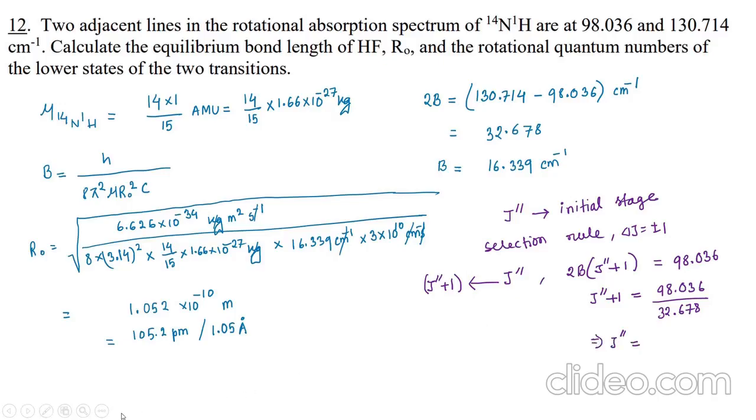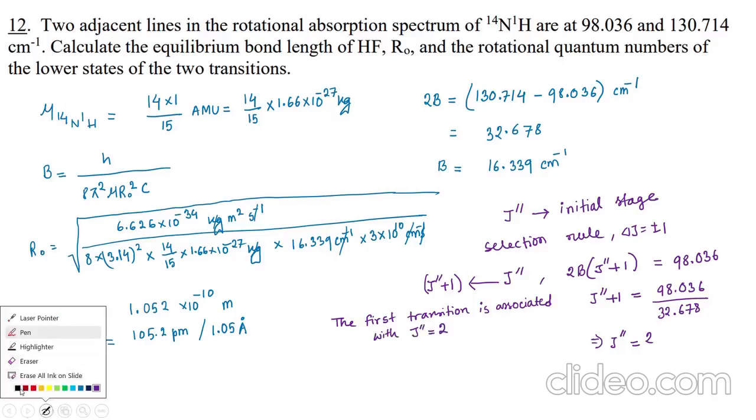Let us calculate this. 98.036 divided by 32.678 minus 1. So it is coming as 2. Okay. So this first transition is associated with J double dash being 2.